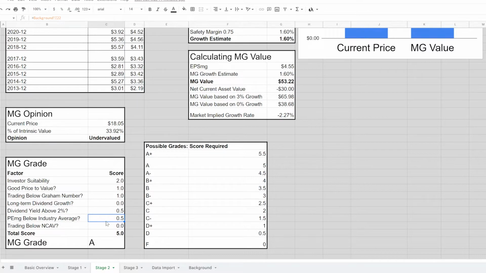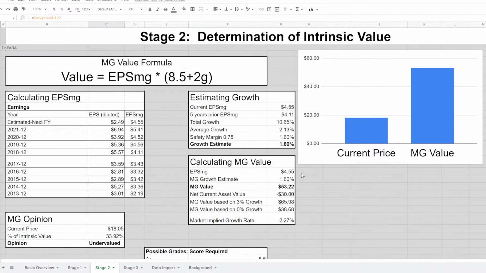And the PEMG is below industry average. It gets half a point there. It is not trading below its net current asset value, so 0 points there. But overall, it gets 5 points and a grade of A.